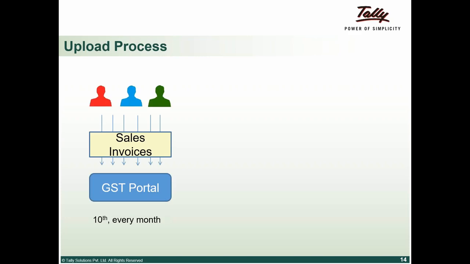So let's say these are the various dealers. By 10th of every month, these people have to now upload all their outward supply, which is the sales invoices, to the GSTN. That's what we are calling it as GST portal, or GSTN. So each of them will upload their sales invoices by 10th of every month.